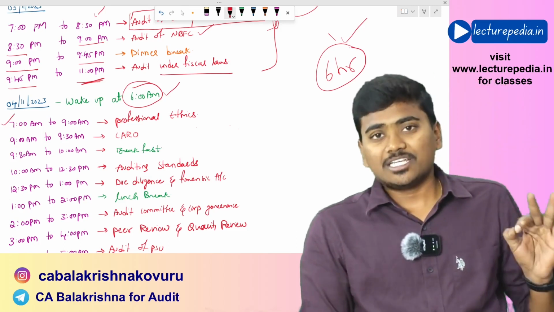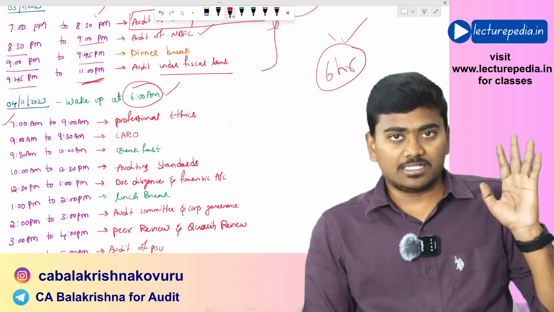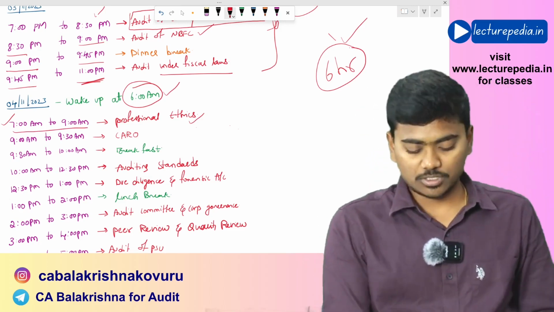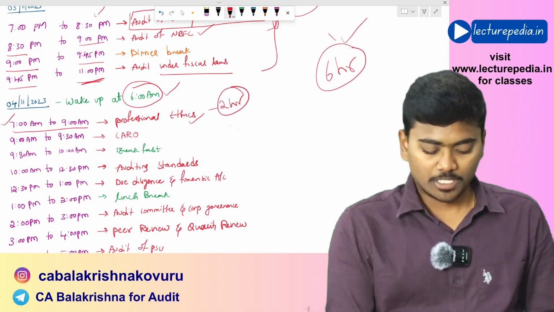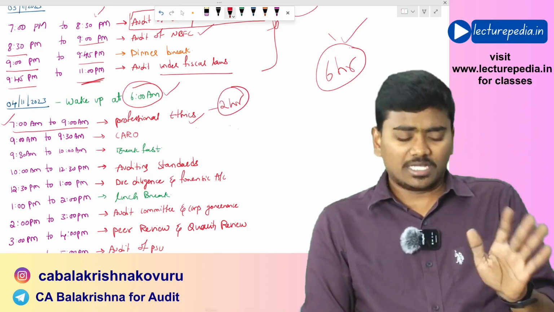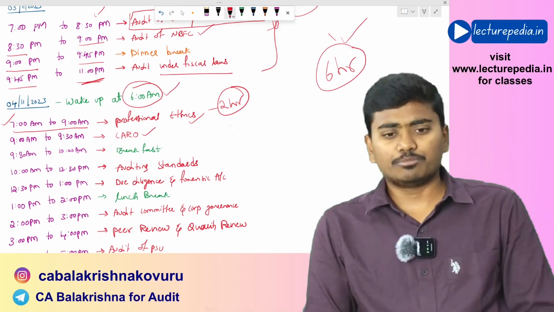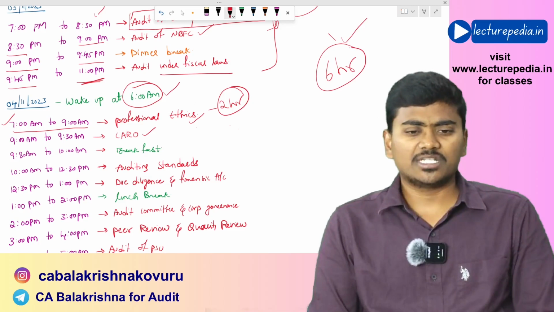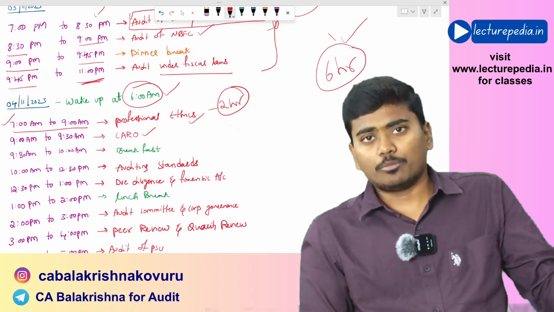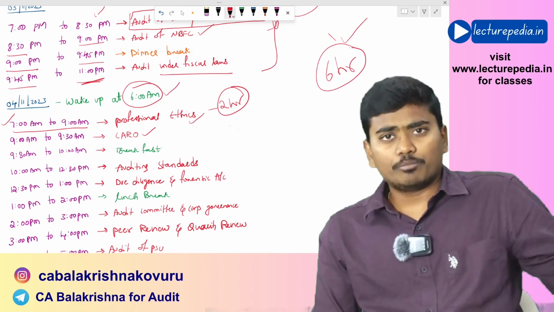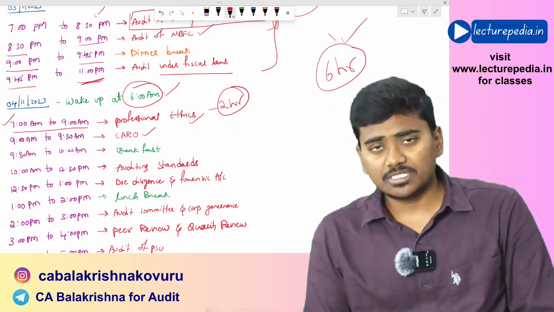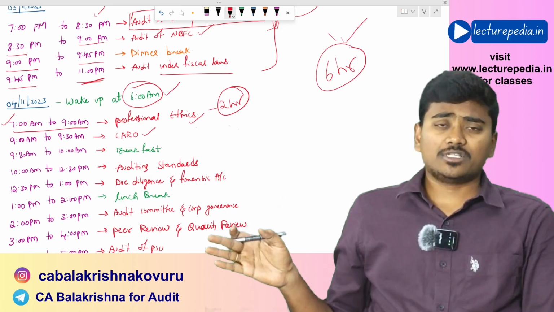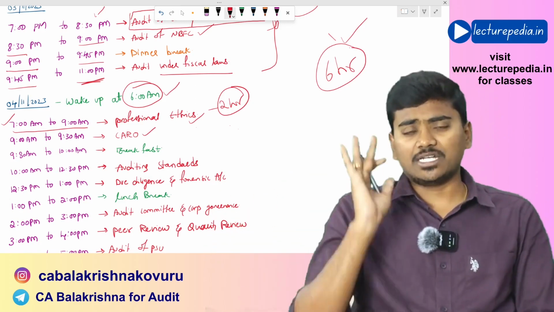Now, next day you will be starting with professional ethics. From 7 to 9 o'clock, complete professional ethics, 2 hours. And from 9 to 9:30 take up CARO. It is a simple chapter, you can complete it within 30 minutes. If you have properly read CARO previously, within 15 minutes you can complete it. So by the time you go for breakfast, you should complete CARO and professional ethics.